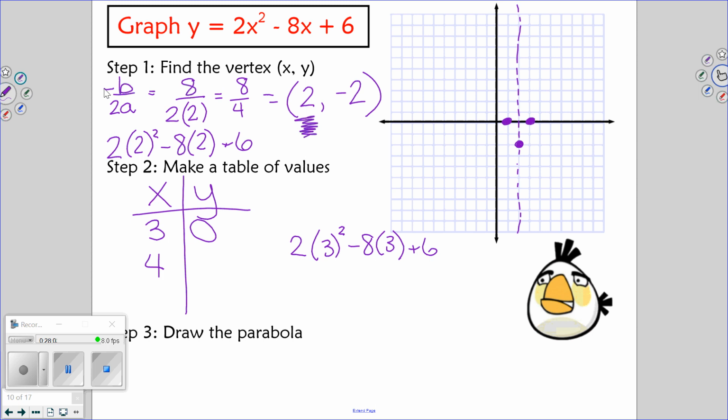Then plug in 4: 2 times 4 squared minus 8 times 4 plus 6. She had 48 last time. Somebody want to confirm? 6? Okay. All right, so I'm going to plot 4, 6. And I'm like, oh, look, that's 2 spaces away from my line. I'm going to go 2 on the other side, and then you can draw it in.